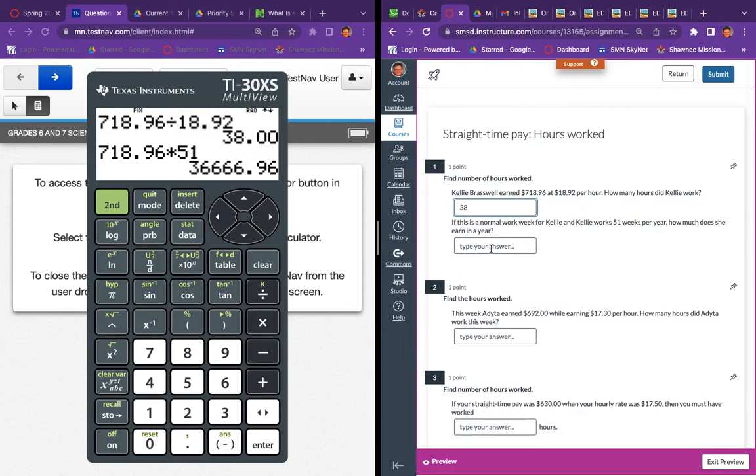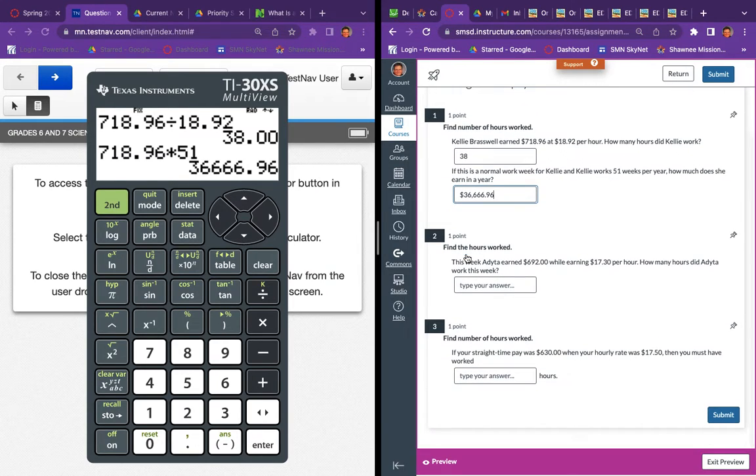So this is how much money she earns in a year. So in a year's time, she earns $36,666.96. Okay, so if she were, let's say, a salary worker, that's what her salary would be. That's how much she earns in a year. When she fills out her income taxes and they ask what her wages earned were, her W-2 is going to say $36,666.96.